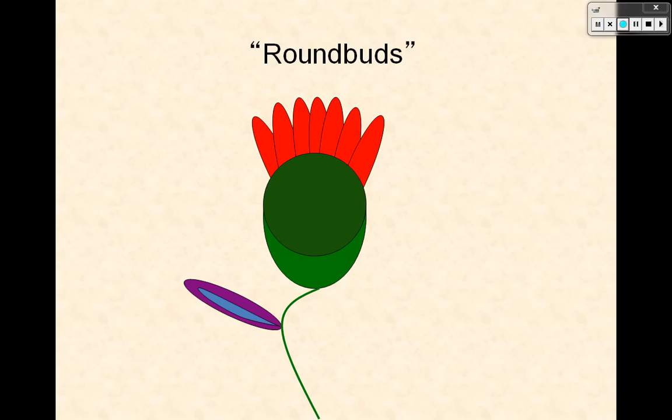Often pigment molecules are catalyzed to change their configuration by enzymes. So they're often substrates for enzymes. We're going to look at this imaginary flower called a round bud. And round buds, we're going to imagine in our experience, have always been red. Every round bud we've ever seen has been red.